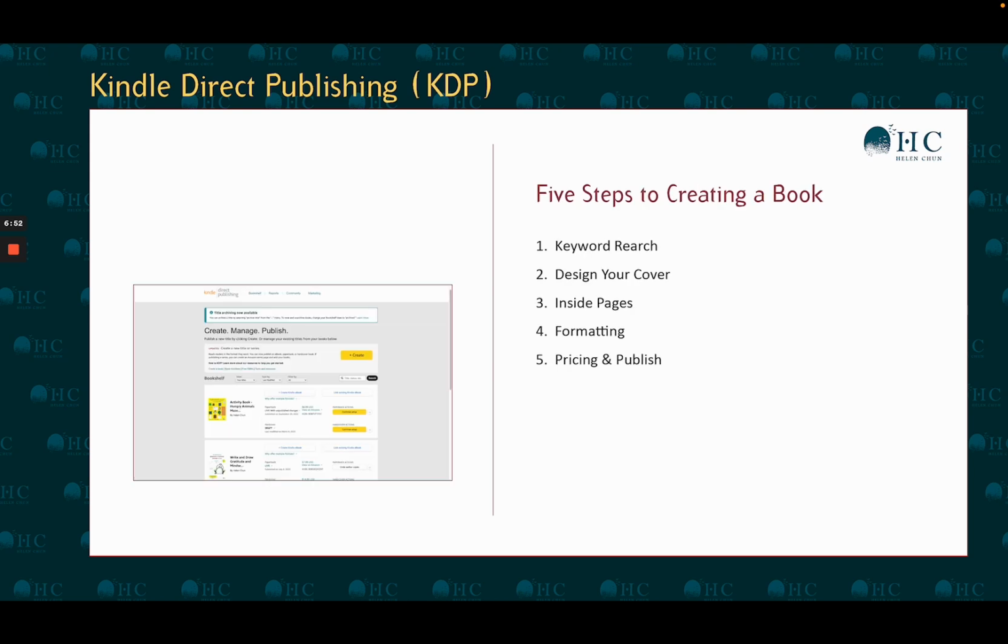So, 5 steps to creating a book. Now, keyword research. Keyword research is a really important one, because this is what you need to do before you decide what book to publish. Because your aim is to be number 1 in your category, or at least on the first page. So this is where you work out which phrases people use when they search for a product. So it's important that you use phrases that will help you to be found.